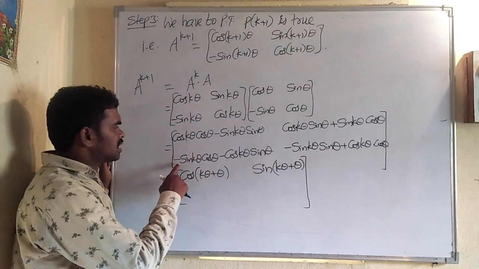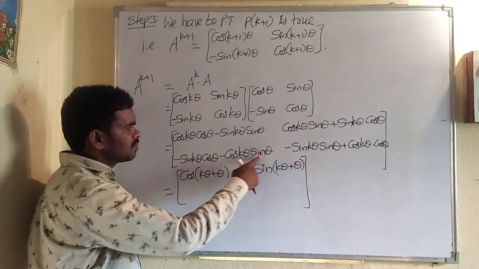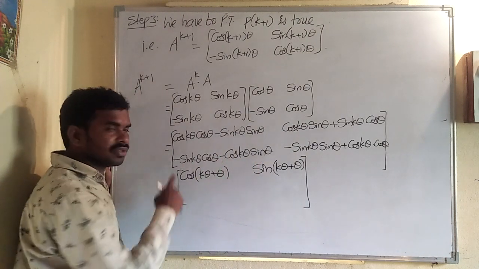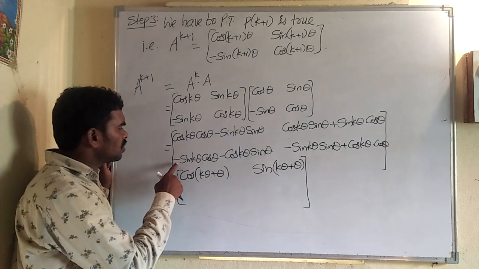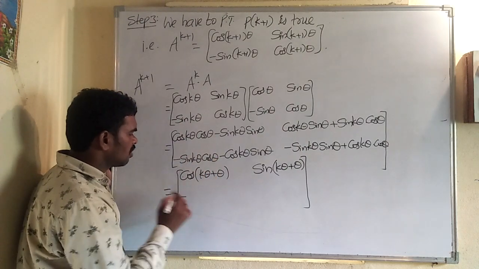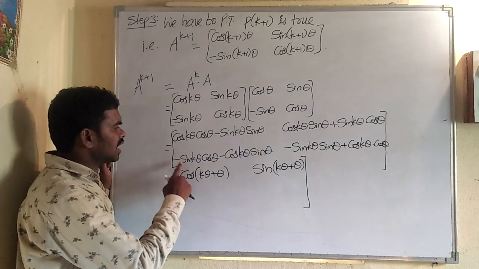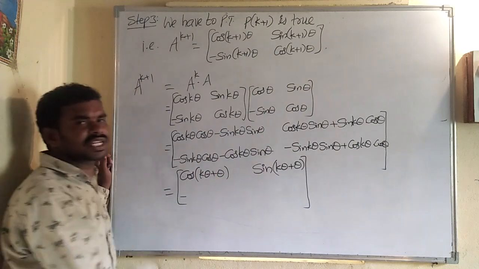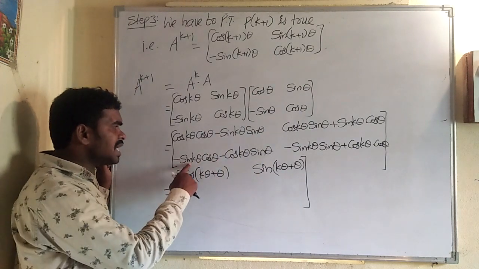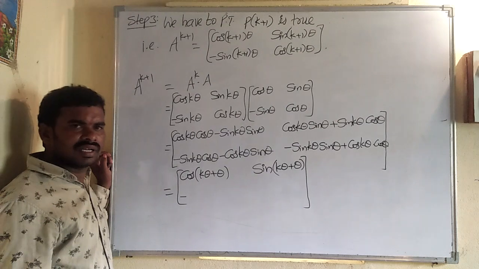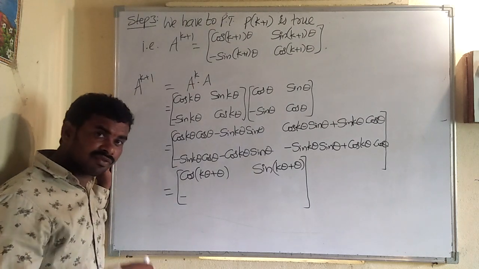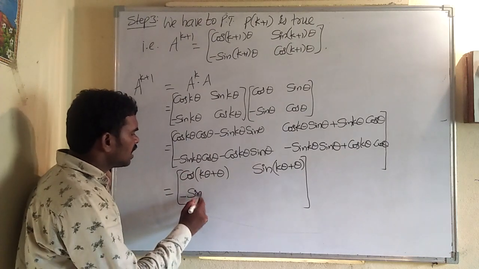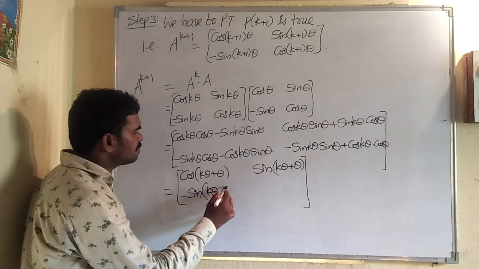Next, it is minus sin k theta cos theta minus cos k theta sin theta. We don't have a formula consisting of both negatives, so what should we do? Take minus common. After taking minus common, you will get sin A cos B plus cos A sin B. By the first formula, that is sin of A plus B, where A means k theta and B means theta.